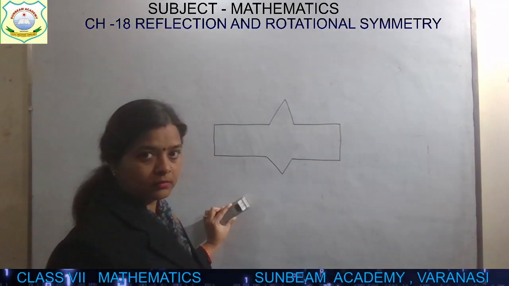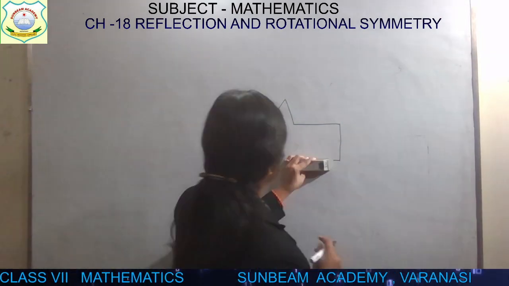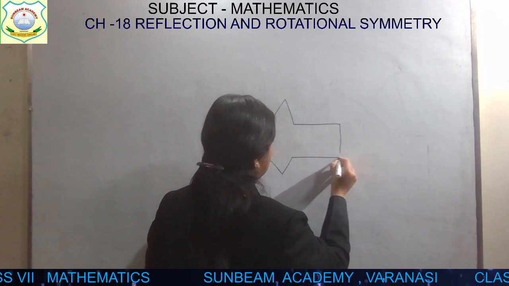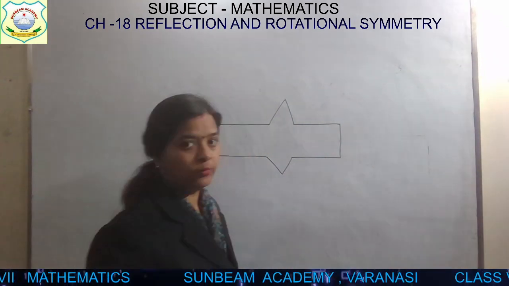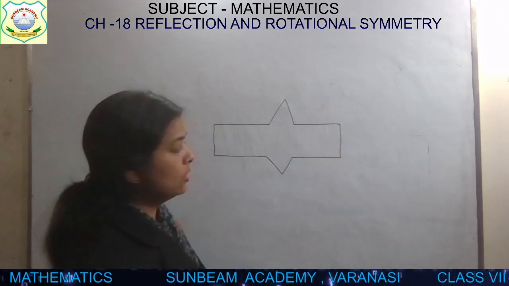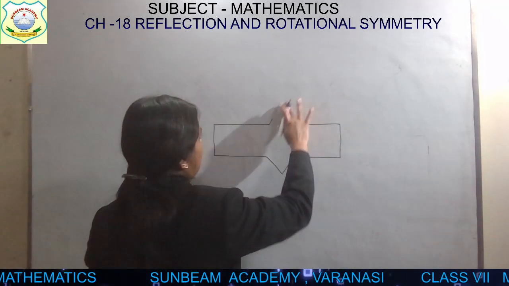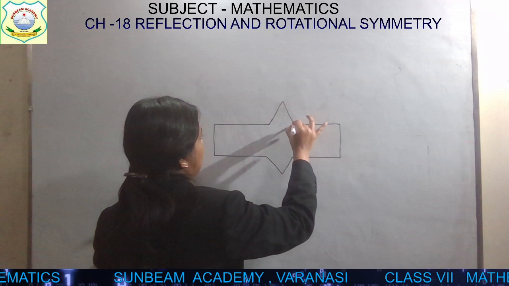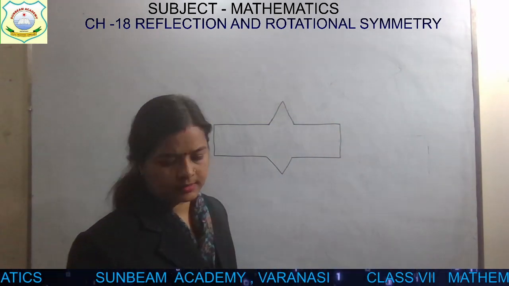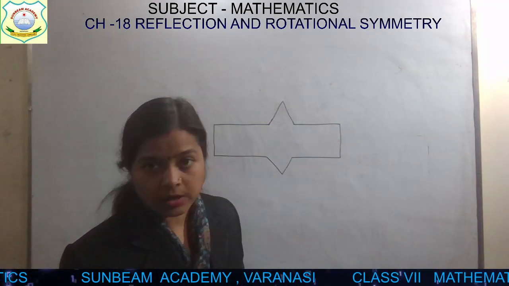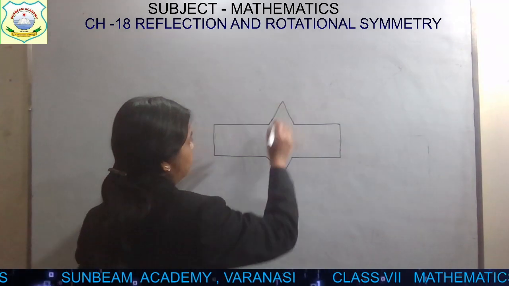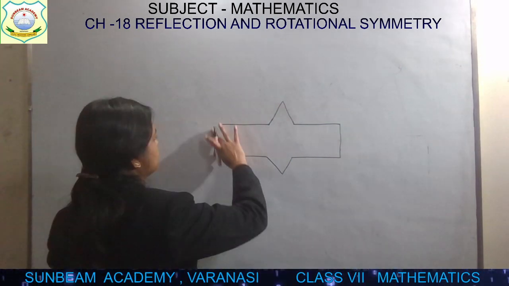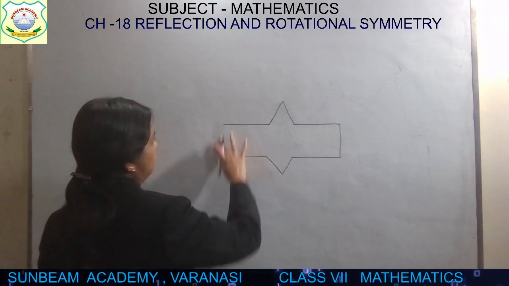See, no. I hope this one, yes, a little bit. Yes, it is now showing. So now the line of symmetry, see, this is a bigger one and this one is smaller, so I have to reduce it.